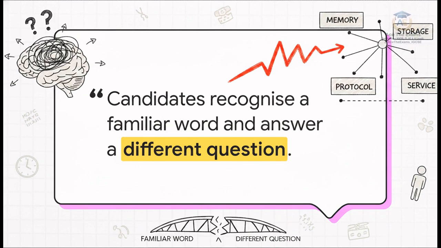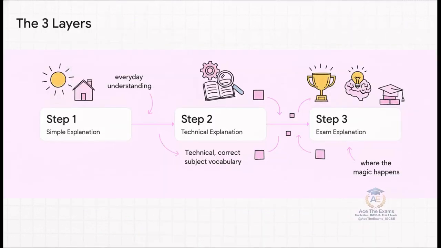In the communication and internet chapters, these concepts are tightly linked together. If you don't understand the boundaries, like the difference between memory and storage or a protocol versus a service, you'll recognize a familiar word and end up answering a totally different question from the one that was actually set. Okay, so how do we fix this collapsing defense?